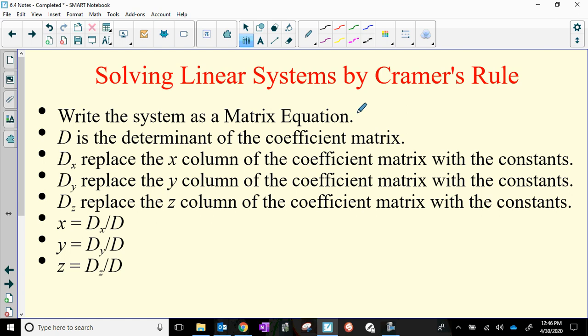And then we're going to set up 3 determinants, D, Dx, Dy. If you have a 3x3, then you're going to have to set up a Dz. So we have the overall determinant, and then you have a special one for your x, your y, and your z. Now, to find your x, y, and z, here is Cramer's rule. So if you're ever asked to state Cramer's rule, you'll state that x equals Dx over D, y equals Dy over D, z equals Dz over D. That's the rule you would state.